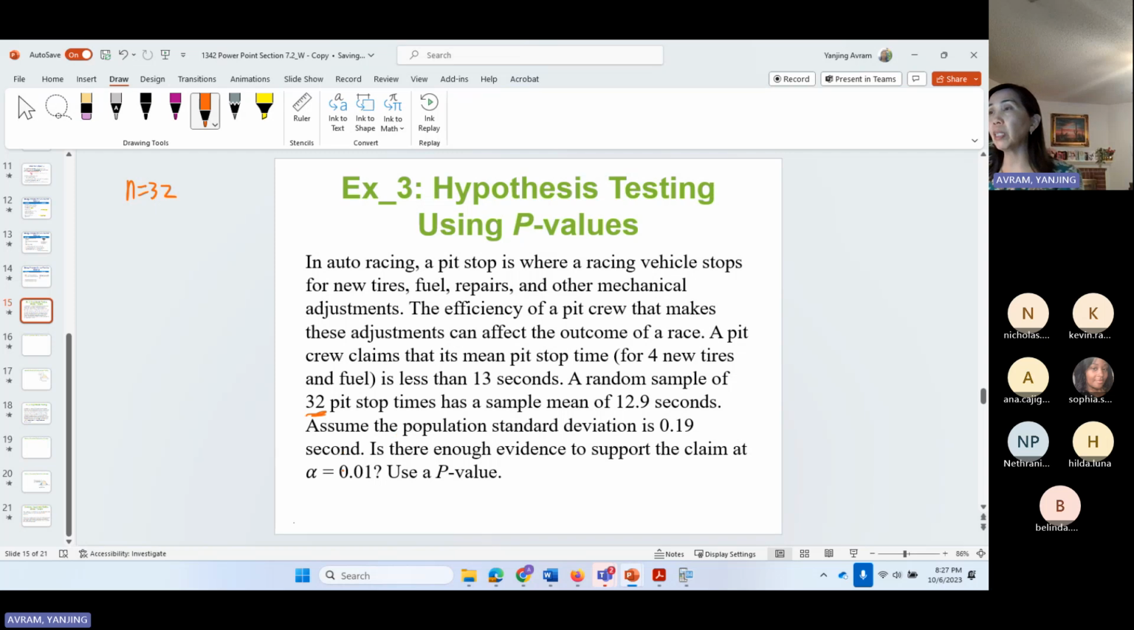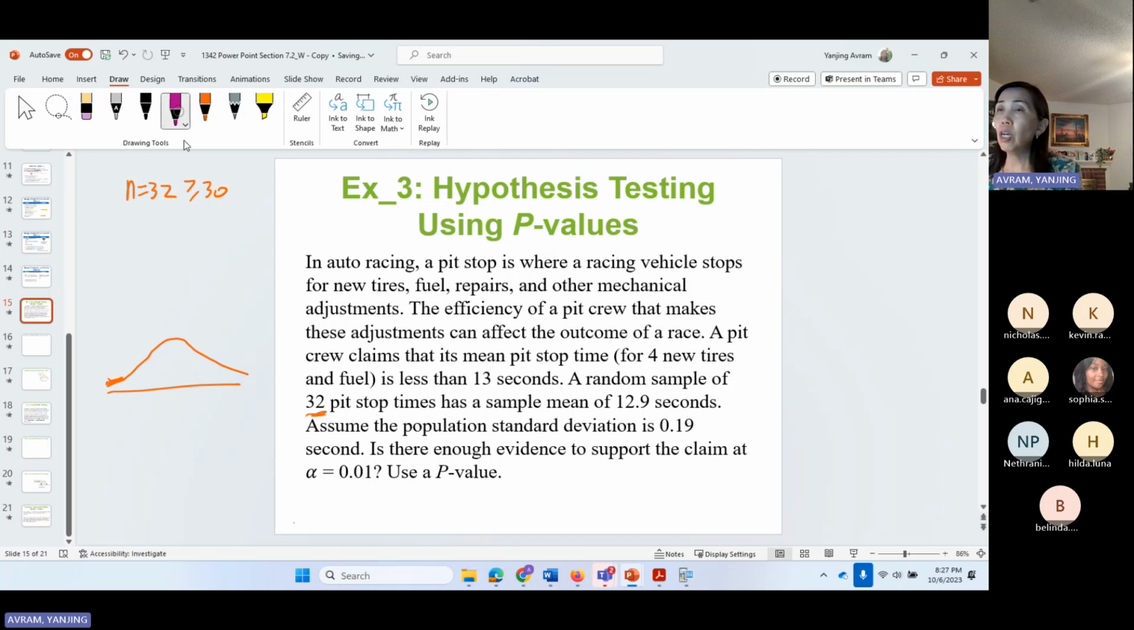32 is really big enough. It's greater than or equal to 30. So even if it didn't tell you the data is normally distributed, you can assume this is approximately normally distributed because the sample size is large enough. That means we can use the bell curve to do this whole thing.